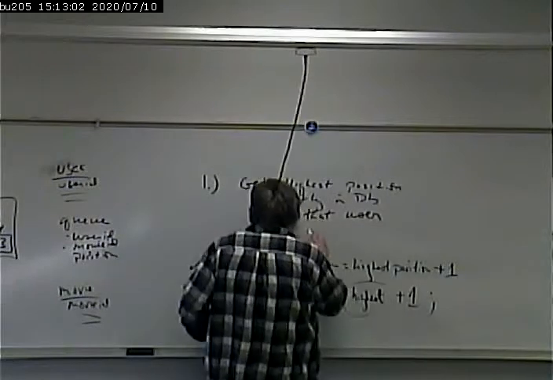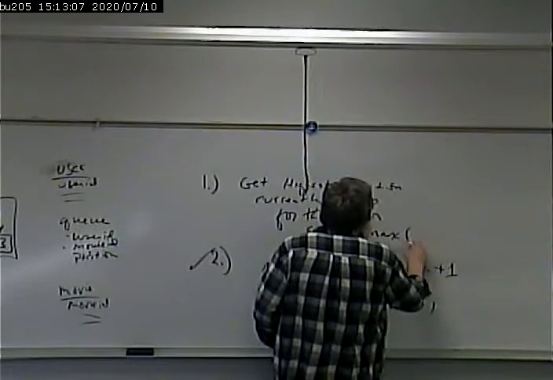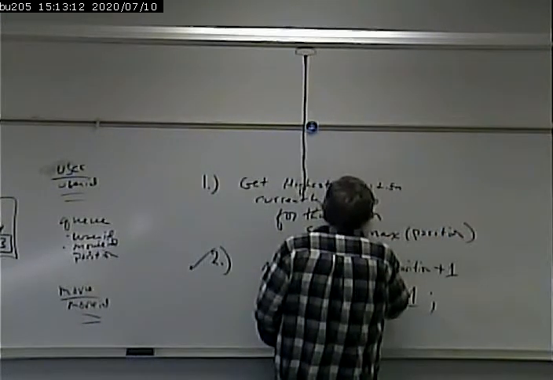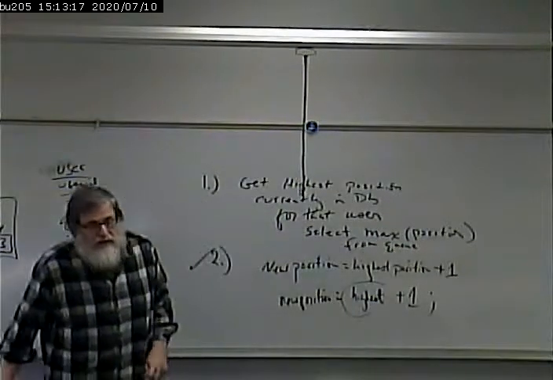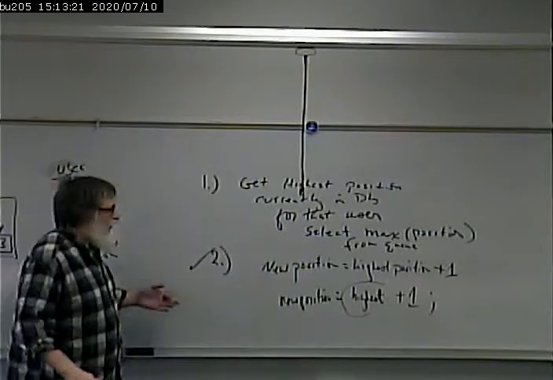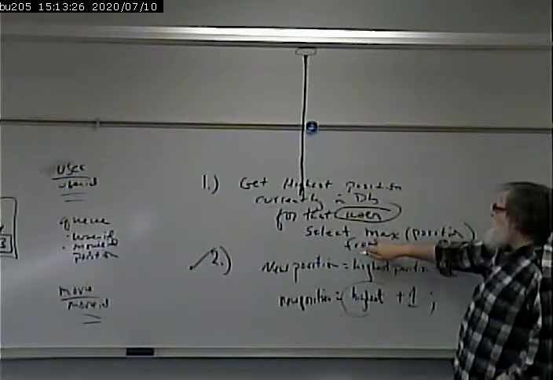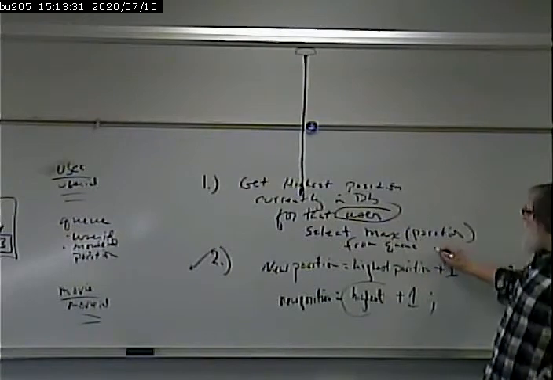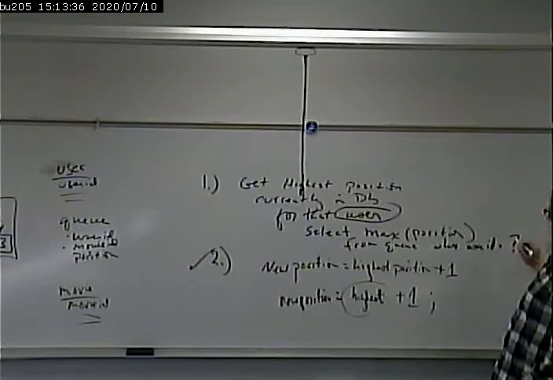So we're going to say select max position from Q. Is that all we need? We need to know where user ID equals whatever. Right. We need to only do it for the specific user. Right? This would give me the highest number of anyone's position. We don't want that. So we'll say where user ID equals question mark.